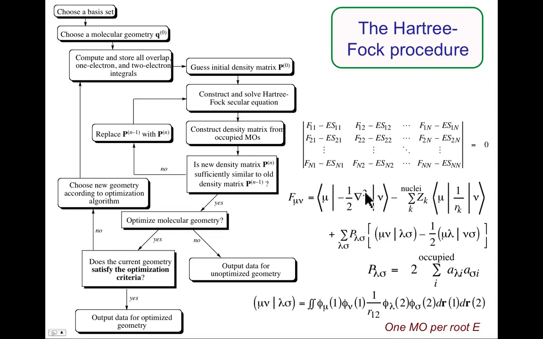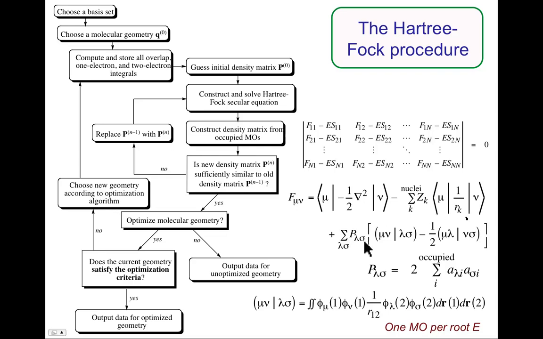So this is an integral over all space, this operator, and these functions. Then the attraction to all of the nuclei. So this is a sum of one-electron integrals running over all space involving the basis functions, 1 over r, where r is the distance to the nucleus, and the charge of the nucleus.